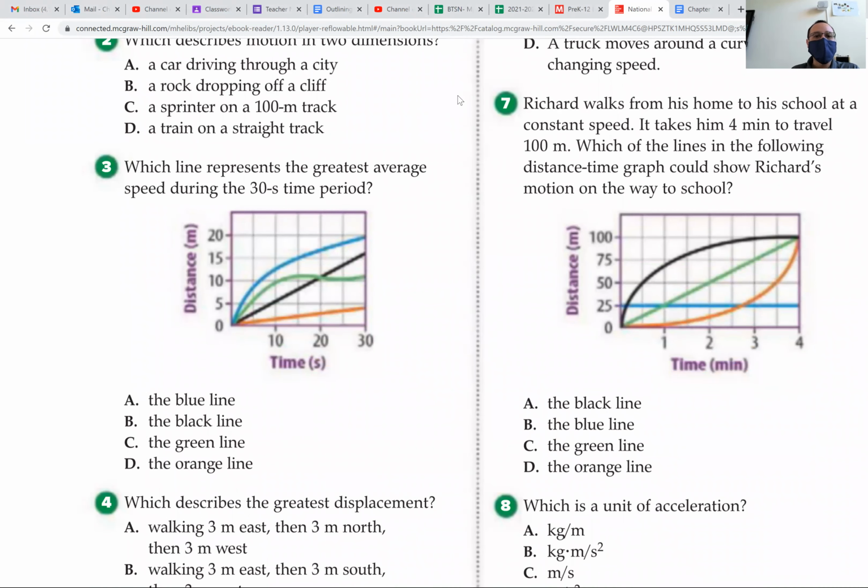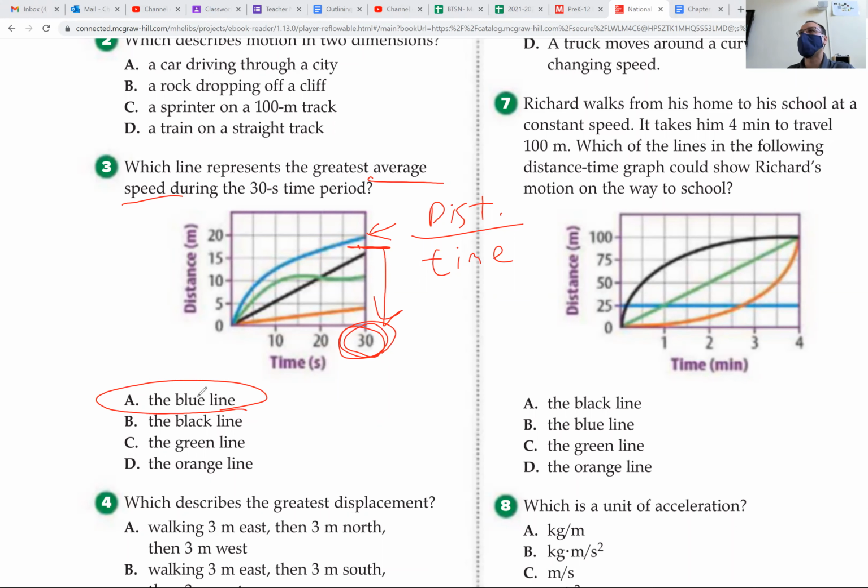3. Which represents the greatest average speed? Well, we know that average speed is total distance over total time. And each of these curves goes out to 30 seconds, so the total time doesn't change. The only thing that changes is total distance. Which one of the curves goes the farthest total distance? The blue one, right here. That goes the farthest. These other ones are all below the distance traveled by the blue line. So the correct answer there is A.